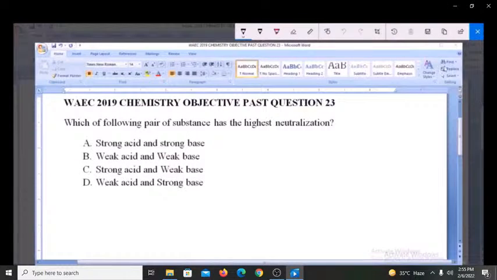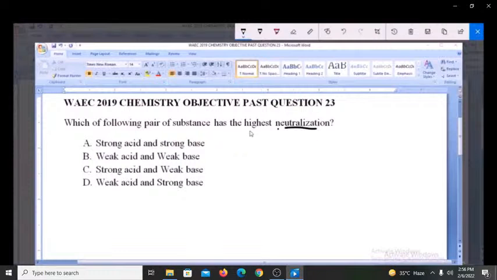I'm going to be answering WAEC 2019 Chemistry Objective Past Question 23. Which of the following pair of substance has the highest neutralization? A. Strong acid and strong base. B. Weak acid and weak base. C. Strong acid and weak base. D. Weak acid and strong base. Now, first things first, what is a neutralization reaction?